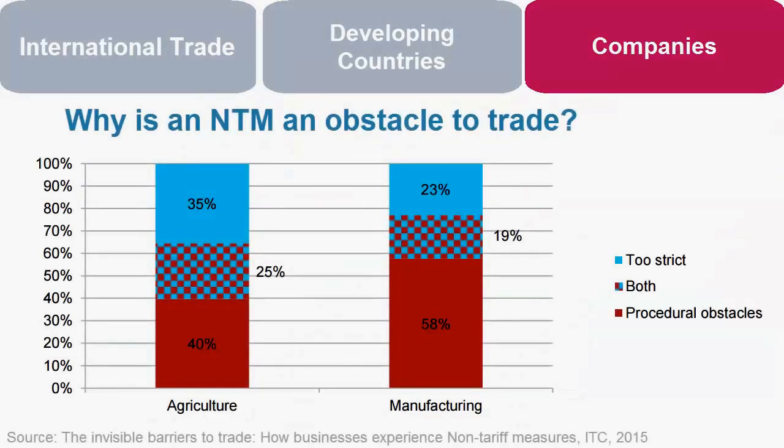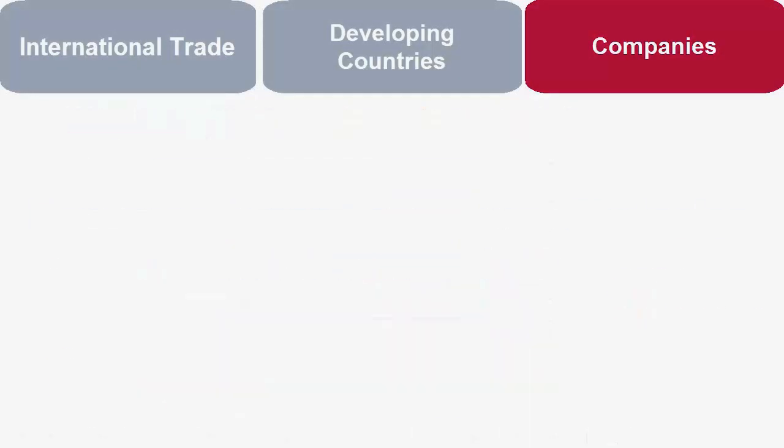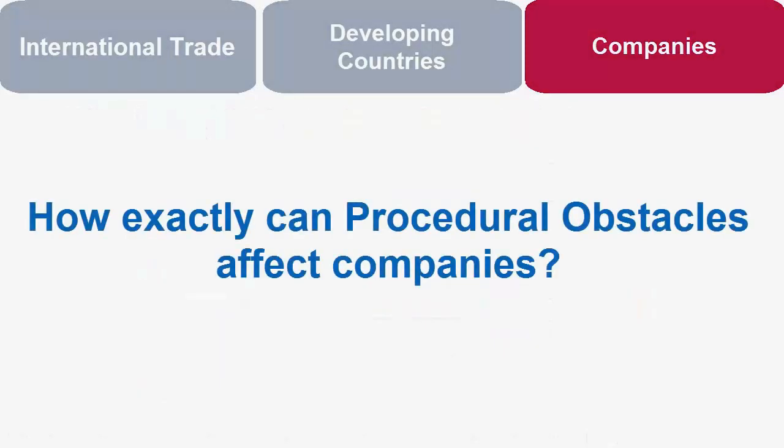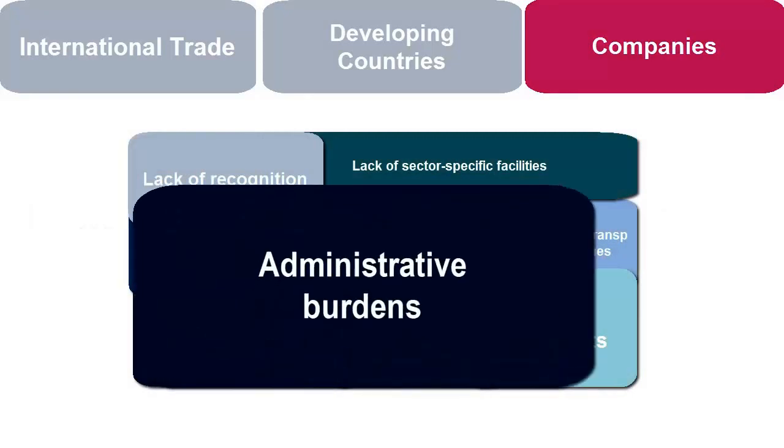ITC business surveys show that procedural obstacles can be the main source of difficulties for exporting firms from developing countries. When asked, 40% of companies in agriculture and 58% of companies in the manufacturing sector reported that procedural obstacles are the main source of difficulties with respect to NTMs. Procedural obstacles affect companies in many different ways. Firstly, there may be administrative burdens.